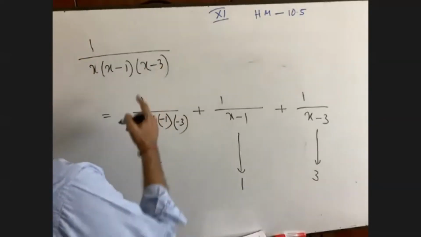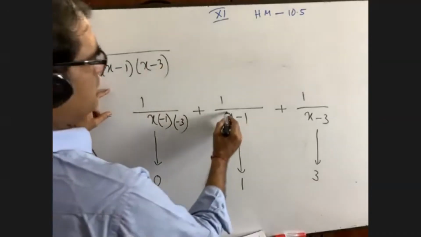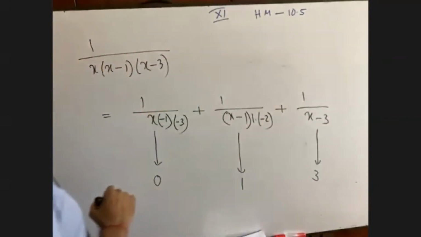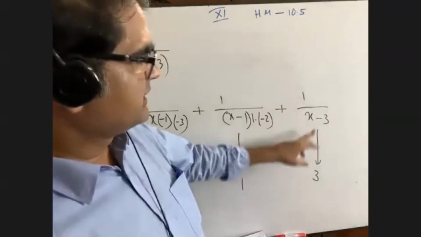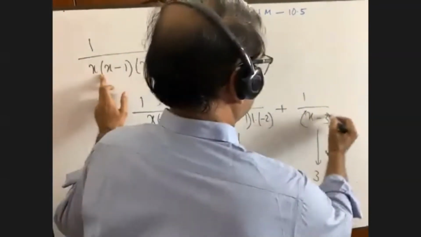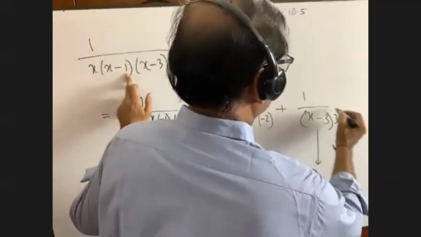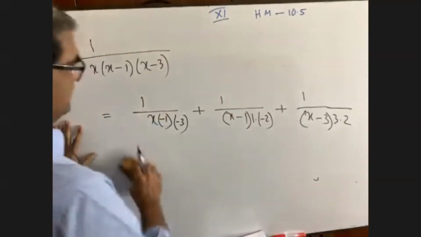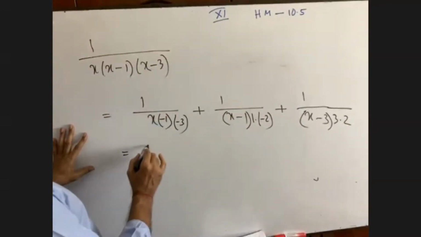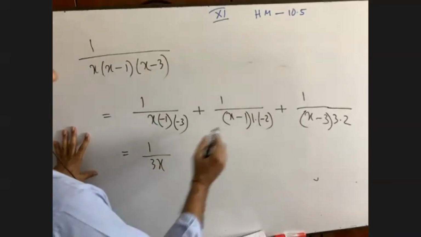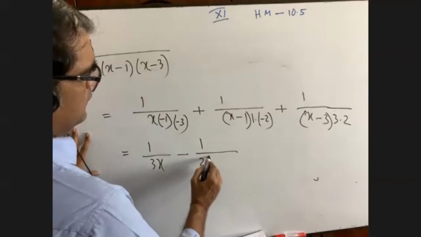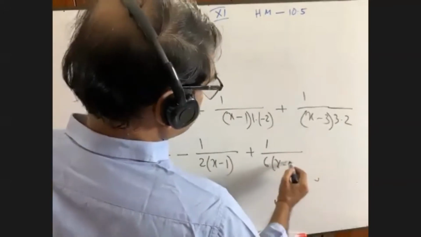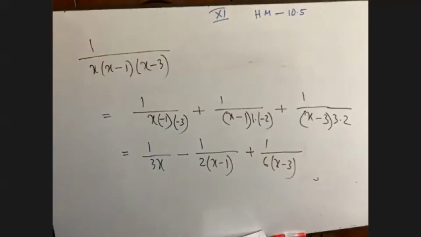Now you put x equals to 1 other than this. So 1, 1 minus 3 minus 2. You put x equals to 3 other than this. So 3 into 3 minus 1, that is 2. And we are done here. That means we are getting here 1 by 3x, this is minus 1 by 2 into x minus 1, this is plus 1 by 6 into x minus 3. This is the answer. Talk to me.